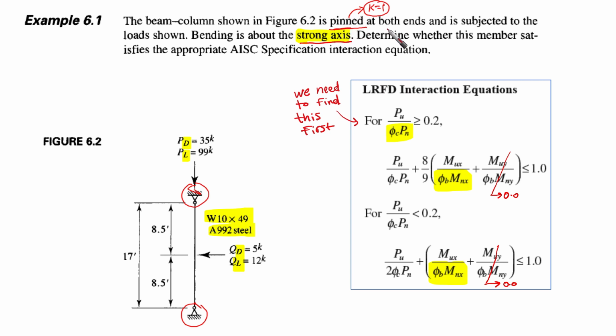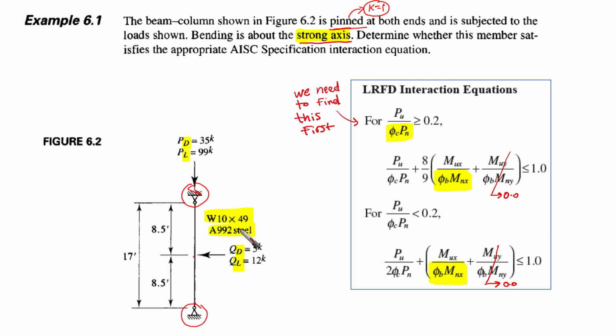This is pinned at both ends and is subjected to the loads shown. So we have loads here, as you can see: P dead load 35 kips and P live load 99 kips. And as you can see, the length here is 17 feet, and at the middle we have concentrated lateral loads QD and QL, 5 kips and 12 kips. This is the geometry, end conditions, and the loading applied on this element.